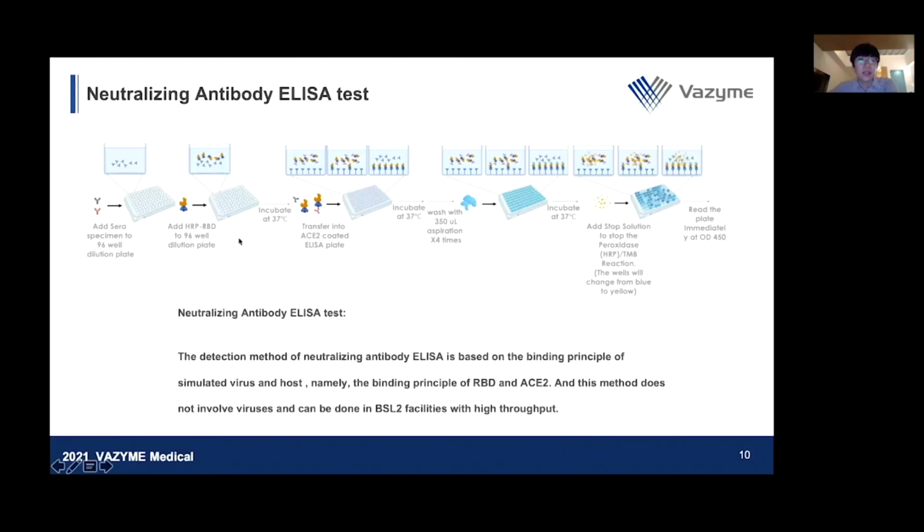When we mix the HRP RBD together with the serum samples, if there is some neutralizing antibody, it will bind with the RBD. So the RBD will not attach to the plate anymore. After washing, the signal can be checked. If more free RBD binds on the plate, the signal will be higher. But if a lot of RBD were neutralized by the antibodies, the signal will be very low. So based on the signal, we can detect the level of the neutralizing antibody in the different samples.